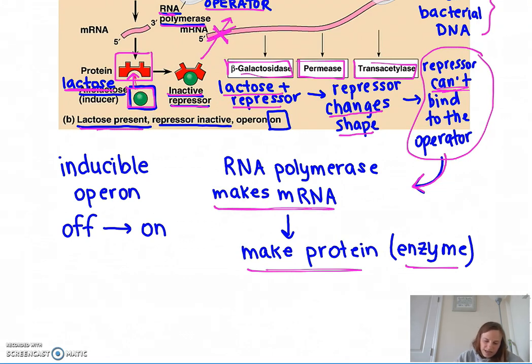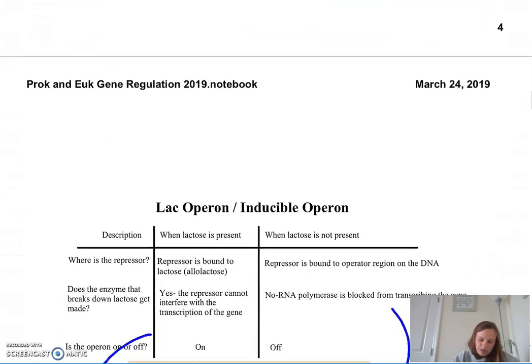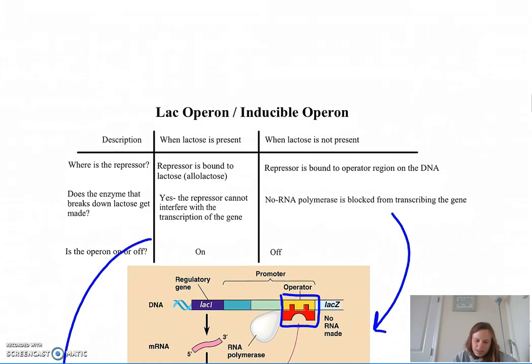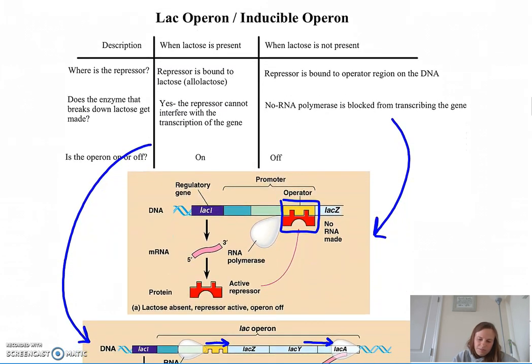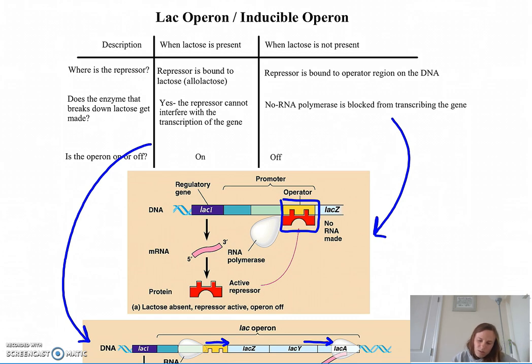So this is an example of an inducible operon where usually the operon is off. However, it can be activated, meaning that it can be turned on. So if we were to summarize this lac operon, which is an example of an inducible operon, if we were to discuss when lactose is not present, where's the repressor? The repressor is bound to the operator region.